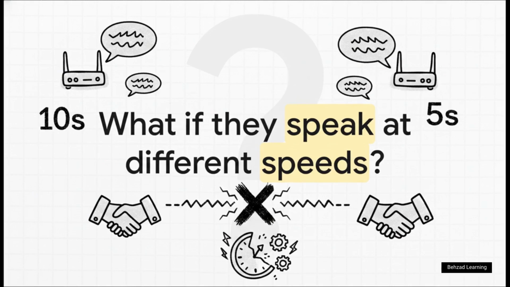But hey, let me ask you this. What happens if they speak at completely different speeds? Like, what if one router is saying hello every 10 seconds, but the other one expects a hello every 5 seconds? Well, OSPF utilizes really strict hello and dead timers. If these timers do not match perfectly between the two devices, no way. They will flat out refuse to become friends. The entire relationship just fails right there on the spot.